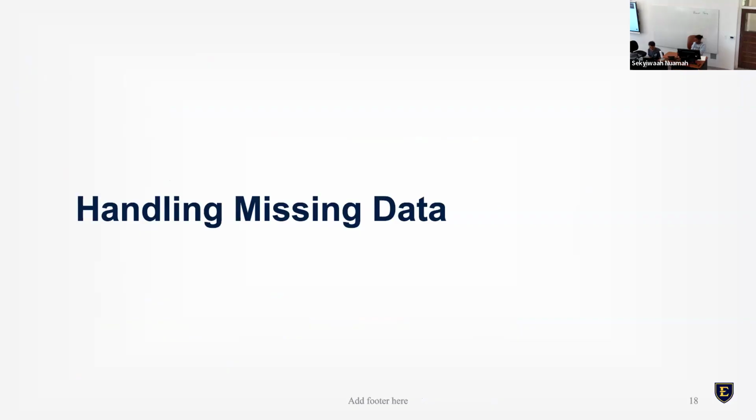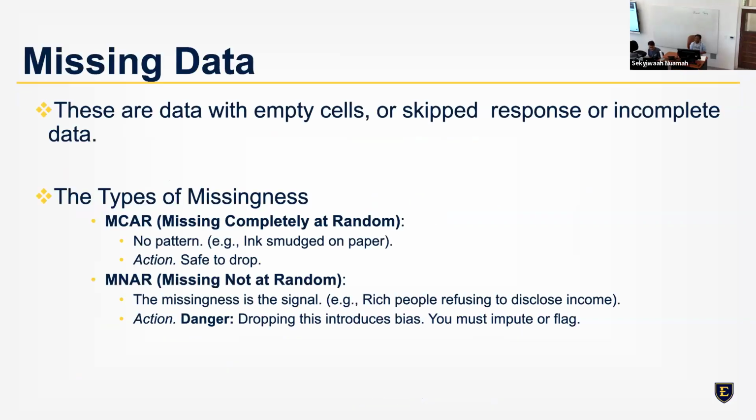Sometimes your data may not have outliers, but may have missing data. So missing data means some of the cells are empty. And with that, we have the type that is missing completely at random. With them, you are safe to drop it.